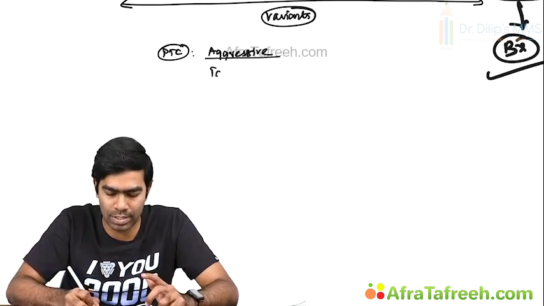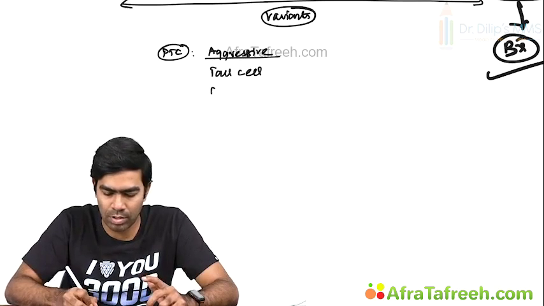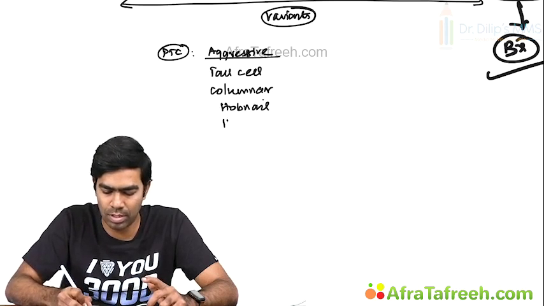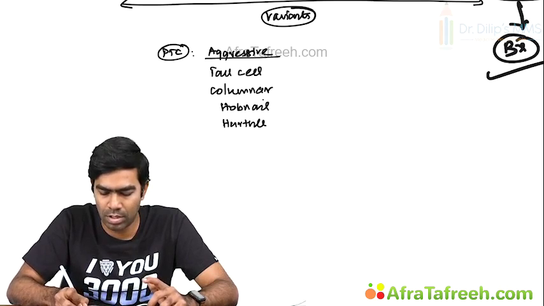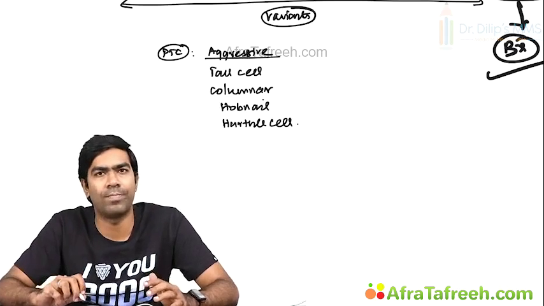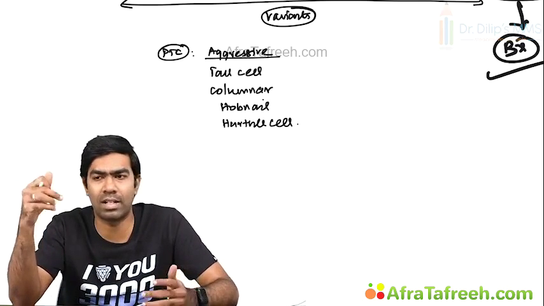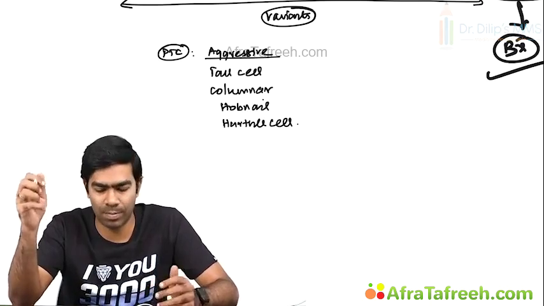The first one is the tall cell variant. Second one is the columnar cell variant. Third one is the hobnail variant. And fourth one is the Hürthle cell variant. So there are some variants histologically, and these tend to have a little bit more lymph node metastasis and a little bit of poor survival.